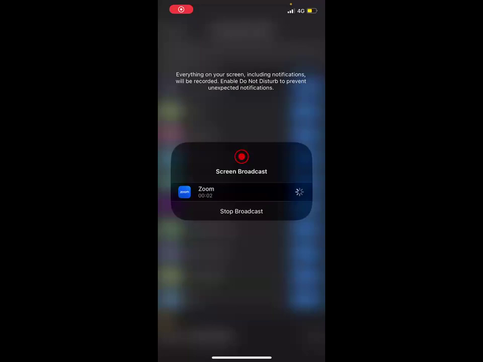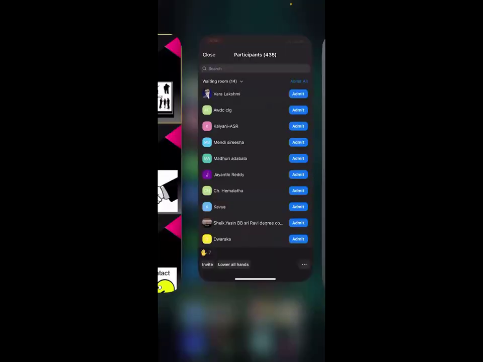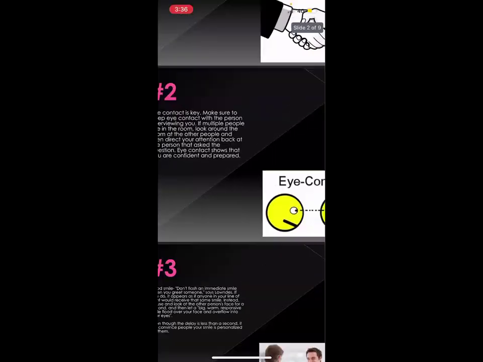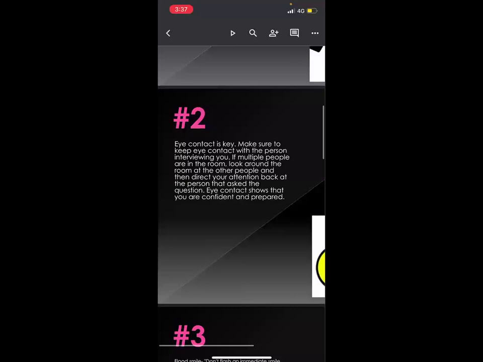All right. So whenever I talk about developing our soft skills, or about doing good communication, the second one is eye contact. Can you look here? Eye contact is the key. Make sure to keep eye contact with the person interviewing you.